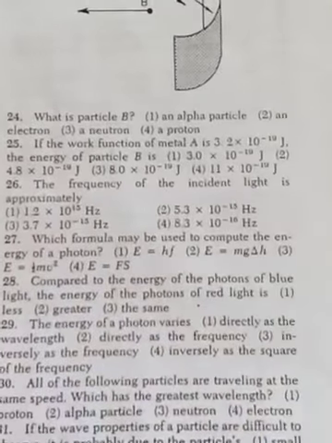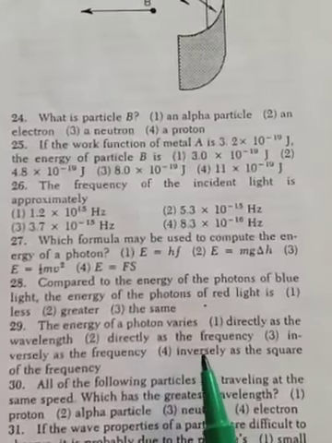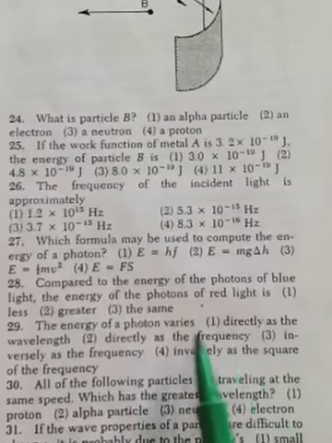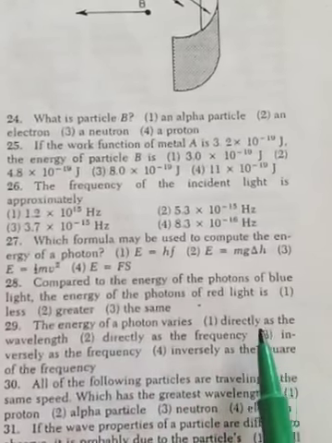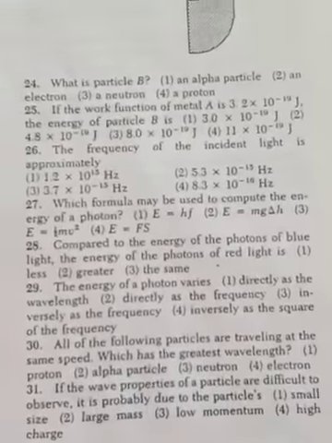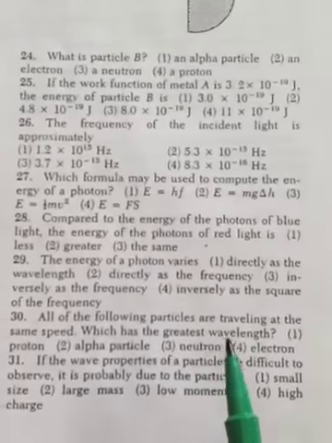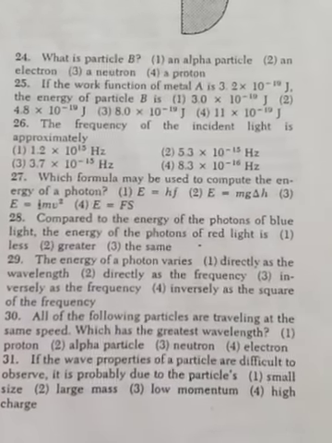Number 29, the energy of a photon varies directly with wavelength, E equals hf. It would be directly with frequency. Number 2, it would be inversely with wavelength, okay? E equals hf. 30, all of the following particles are traveling at the same speed. Which one has the greatest wavelength?